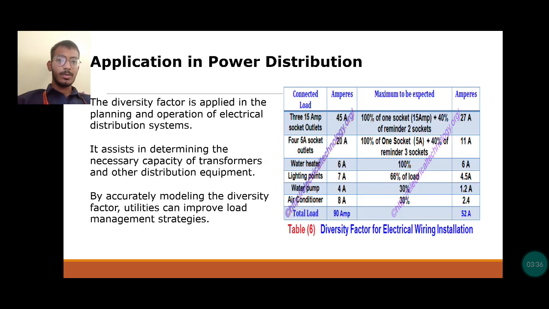Applications in power distribution. The diversity factor is applied in the planning and operation of electrical distribution systems. It assists in determining the necessary capacity of transformers and other distribution equipment. By accurately modeling the diversity factor, utilities can improve load management strategies.